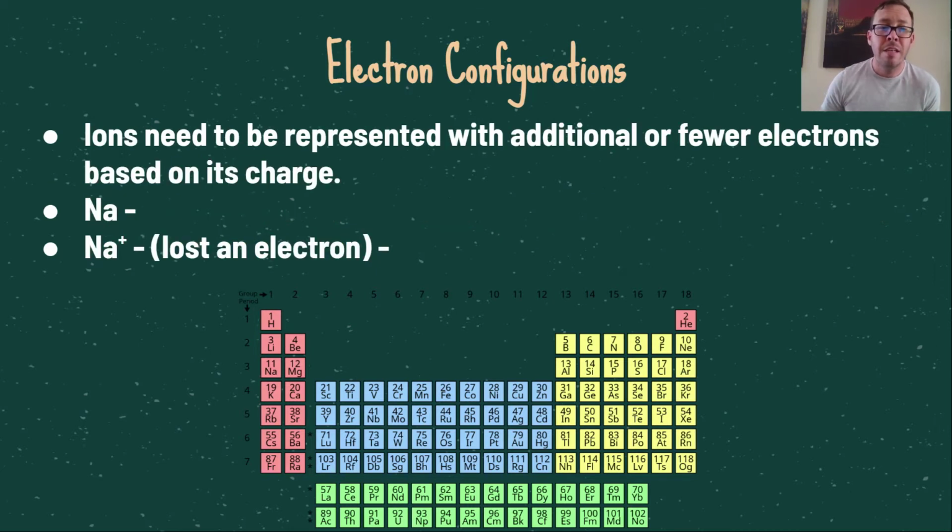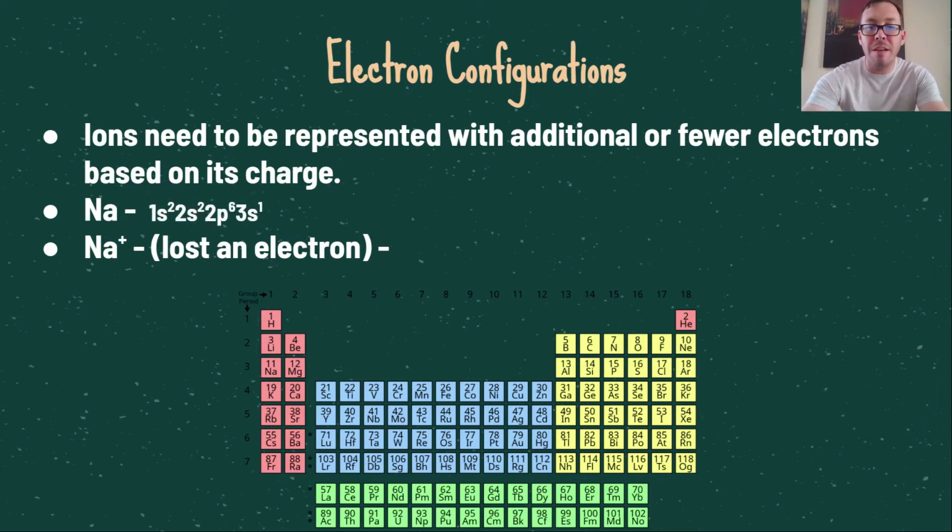Ions need to be represented with additional or fewer electrons based upon their charge. So remember, if we have a positive charge, that means that an atom has lost an electron, and if we have a negative charge, that means that the atom has gained an electron. So we need to make sure to write our electron configurations according to that particular rule.